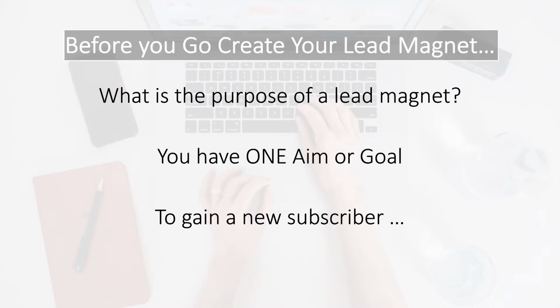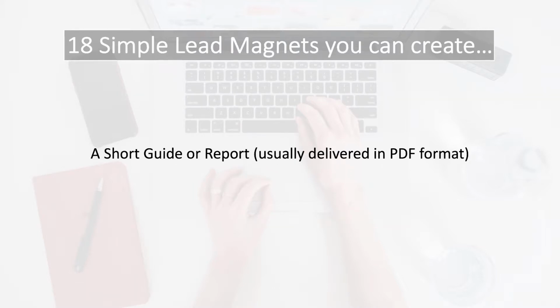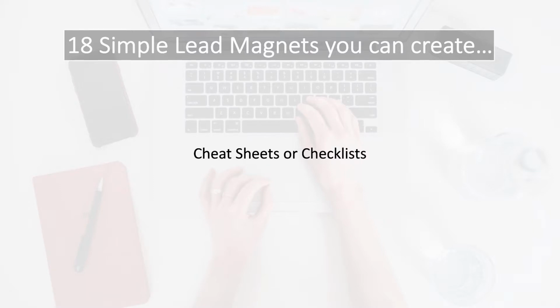Now, as I said, the purpose of your lead magnet, again, coming back through it, you've one aim or goal, and that is to gain that new subscriber. So I'm actually going to give you 18 simple lead magnets that you can create. Generally, the easiest one is a short guide or report. Typically, it's delivered in PDF format. It can be delivered even in Word or text file, but typically it's a short guide or report that's going to help your prospect. After that, we have cheat sheets and checklists.